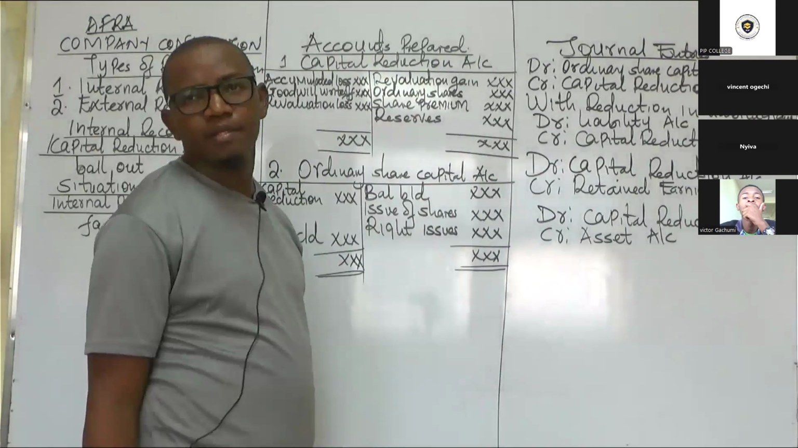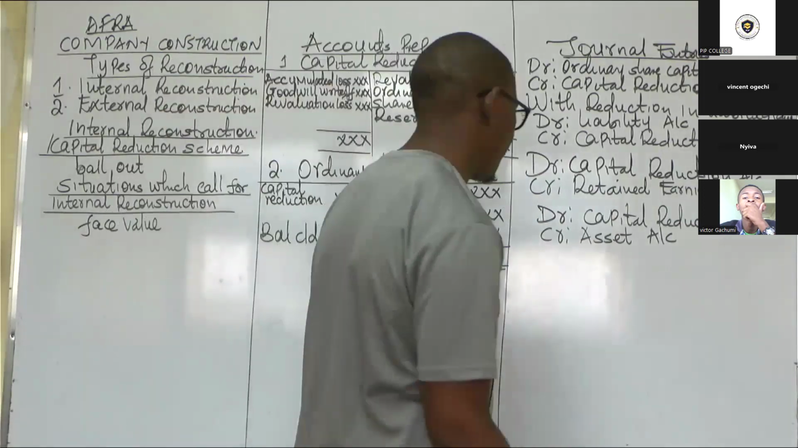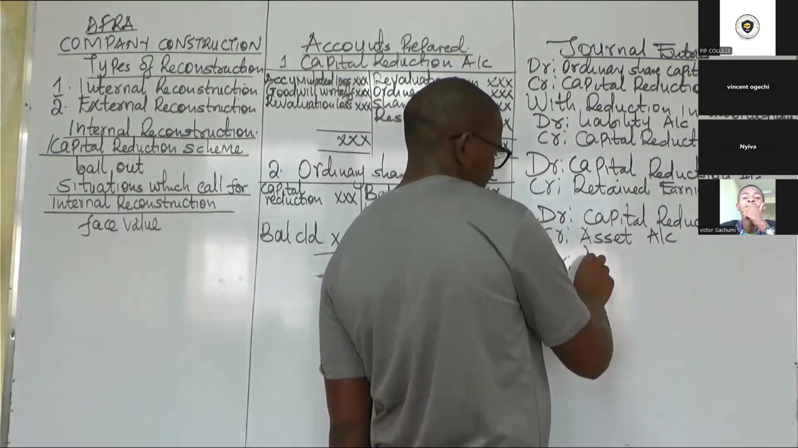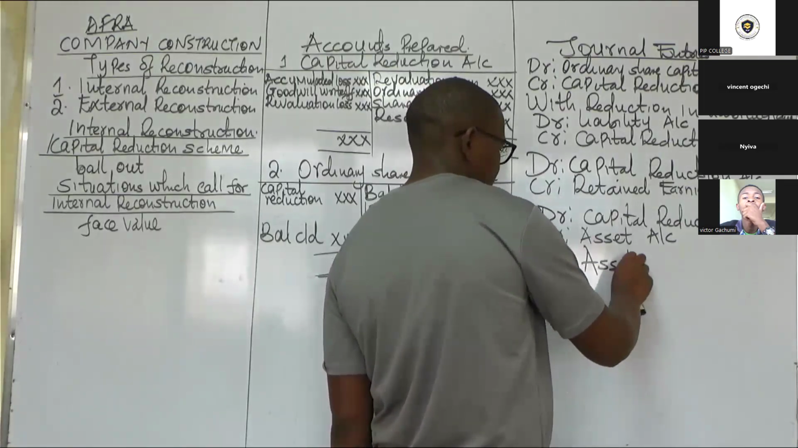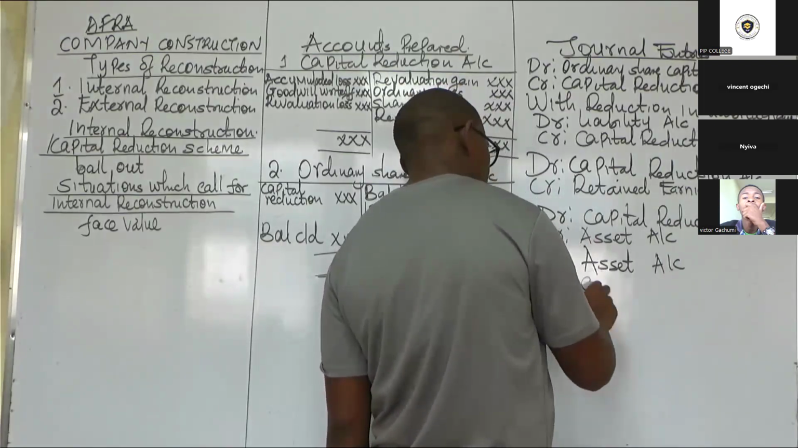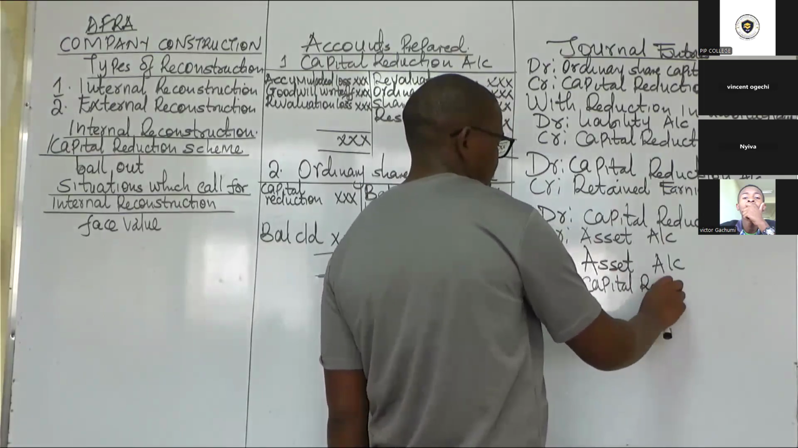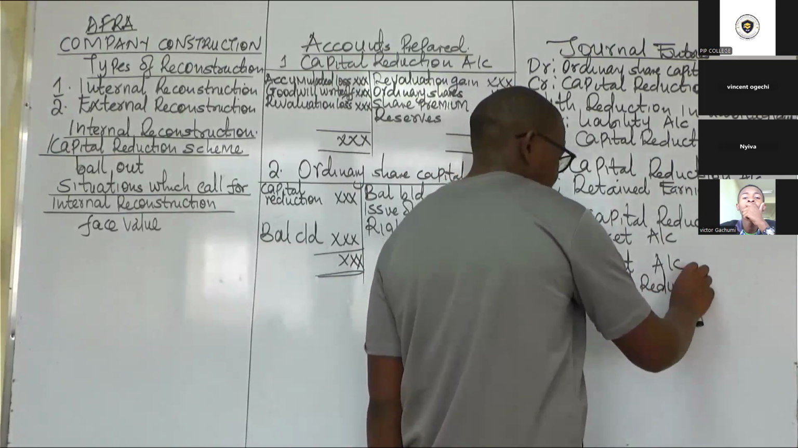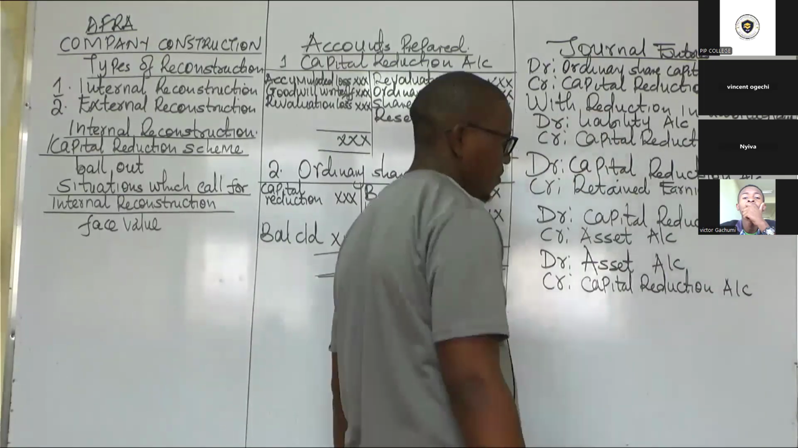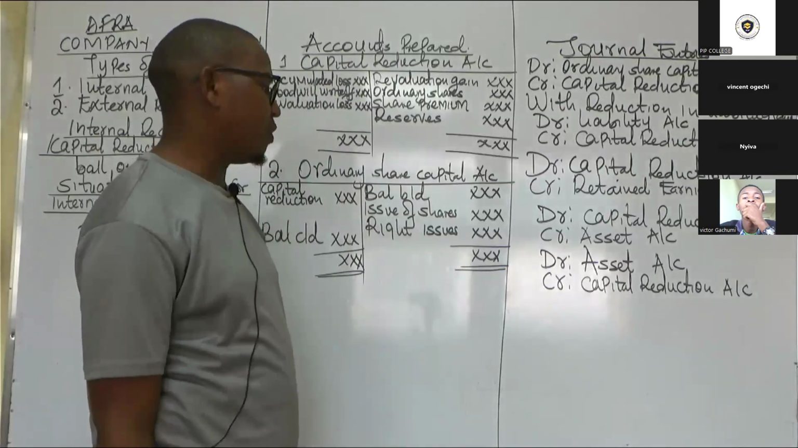The other one is with the increase in asset value. With the increase in asset value, debit the asset account, credit the capital reduction account.